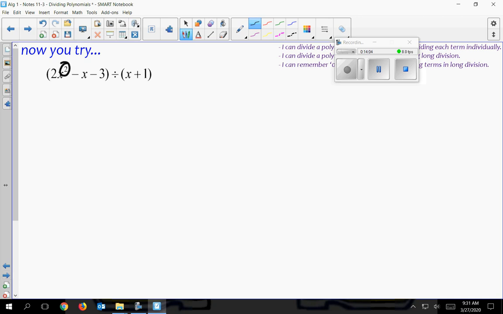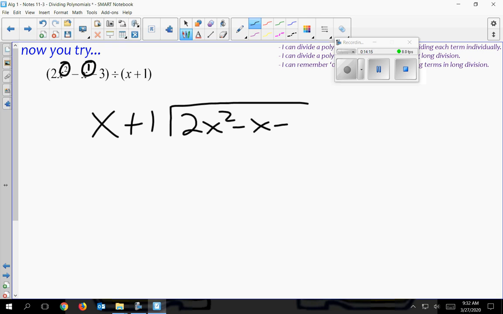I'm going to check my powers are all in order, so I'm good there. So I can go ahead and write this. Okay. So the first thing I do is, how do I make this x 2x squared? Well, if I multiply it by 2x, I'm good to go. Remember, I have to distribute it to both of these terms out here. So 2x times x is 2x squared. 2x times 1 is 2x.